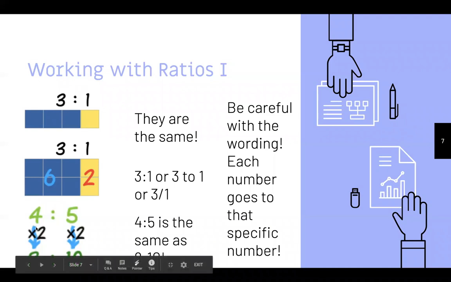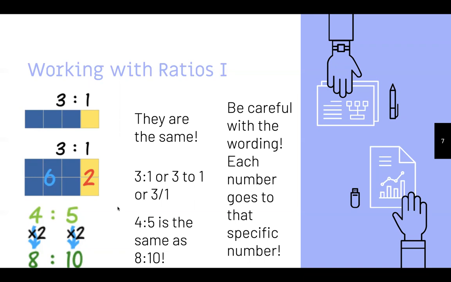And at the bottom, we have another picture saying that 4:5 is the same as 8:10, right? Because if we multiply the 4 by 2, that equals 8. And if we multiply the 5 by 2, that equals 10. So saying 8/10 is the same as 4/5.